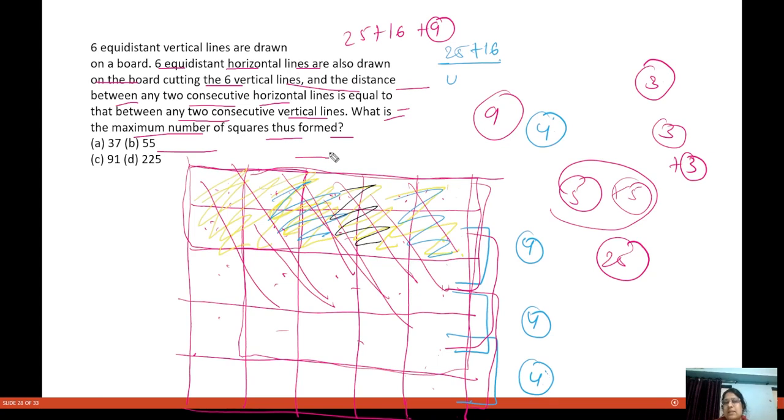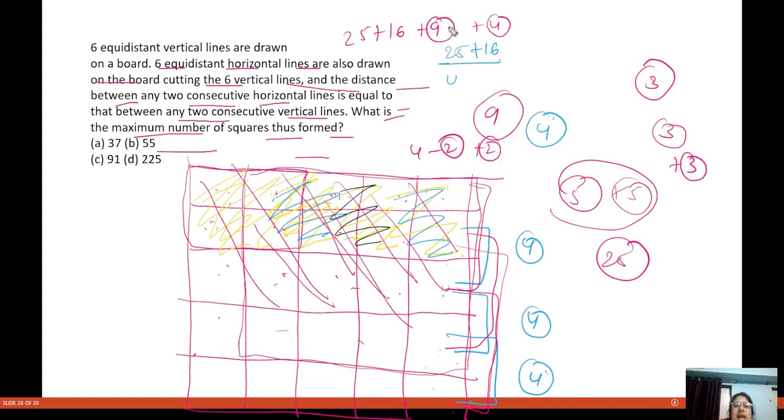So how many squares am I getting? For 4 rows, I am getting 2 squares. For these 4 rows I am getting 2 squares, and for these 4 rows also I am getting 2 squares. So I am getting 4 more squares.